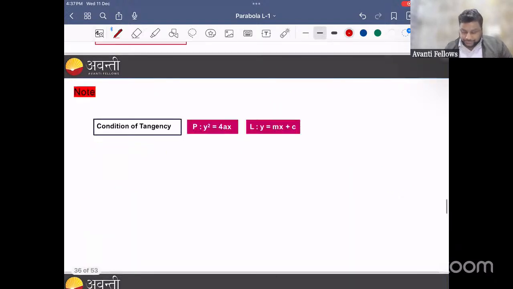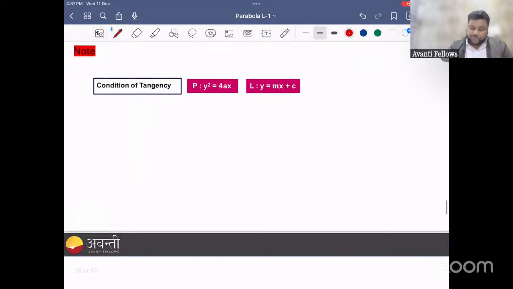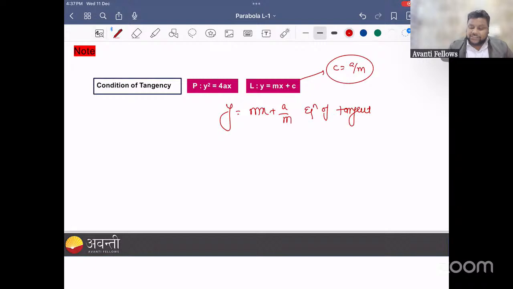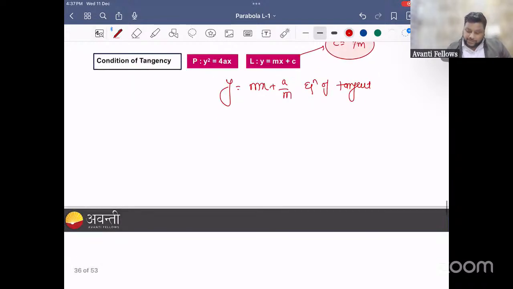Got it? So this condition of tangency I just told you: y equals mx plus a by m is the equation of tangent, and in this case, c equals a by m is the condition of tangency. Got it?